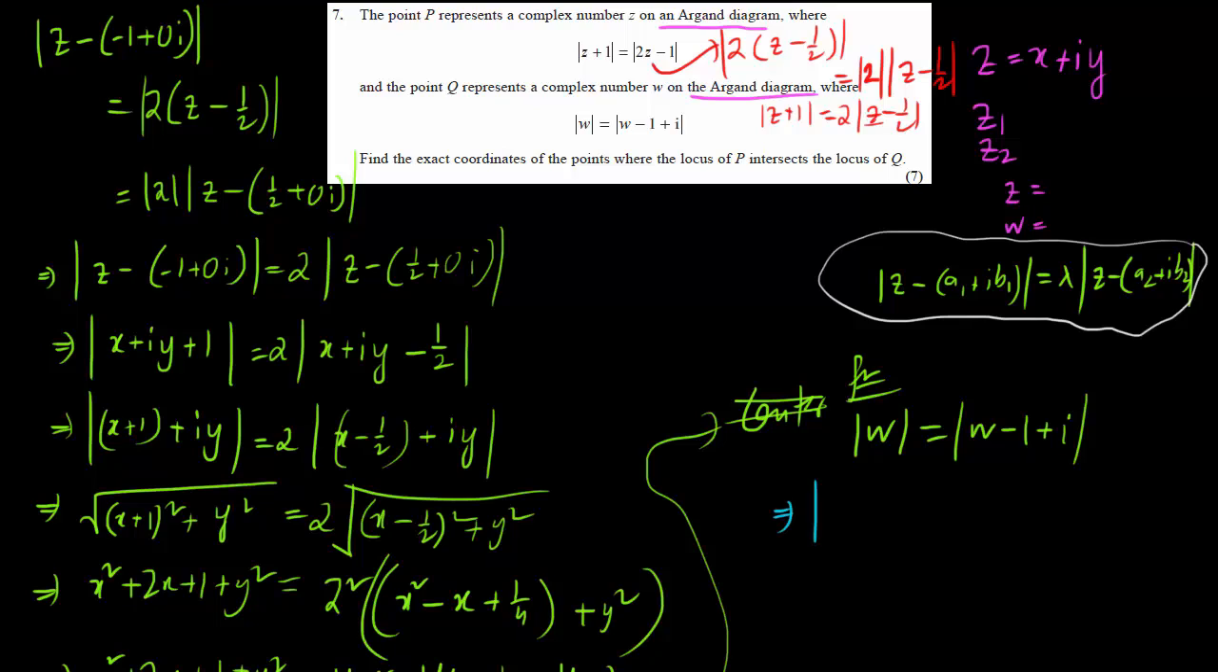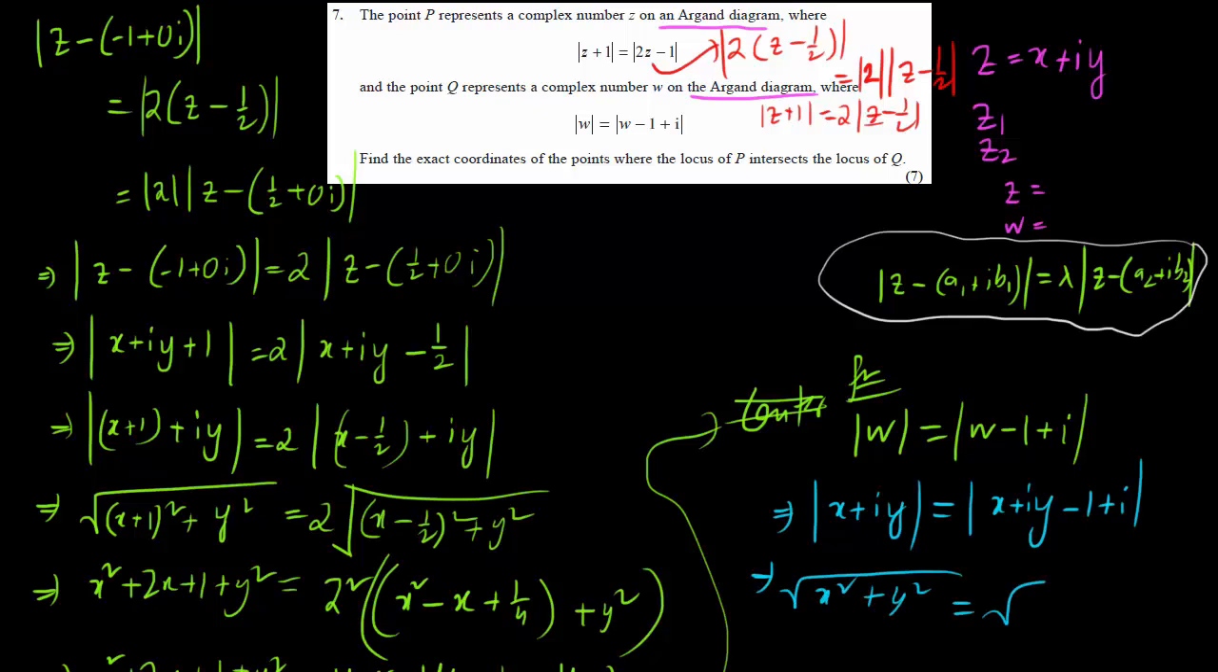Instead of w, we can again write x plus iy because it's the same z plane. This is going to be again x plus iy minus 1 plus i. So this is going to be square root of, the real part is x squared plus y squared. This is going to be square root of, the real part is x minus 1. So let me write this down. x minus 1 is the real part, and if we take the i common, it will be y plus 1 i. So that's how it's going to be. So this is going to be x minus 1 whole square plus y plus 1 whole square.